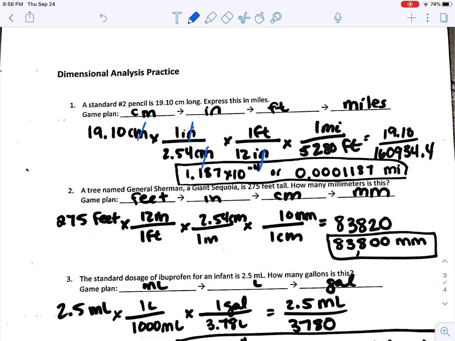So 1 inch is 2.54 centimeters. 1 foot is 12 inches. 1 mile is 5,280 feet. Do the division. This has 4 sig figs. You should have 4 sig figs in your final answer.